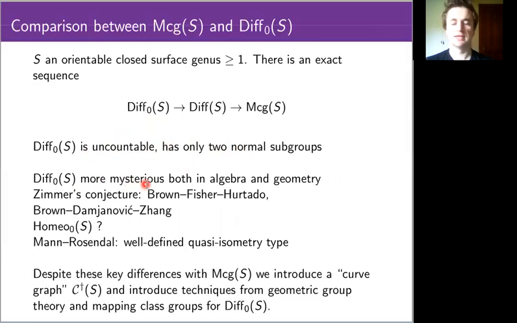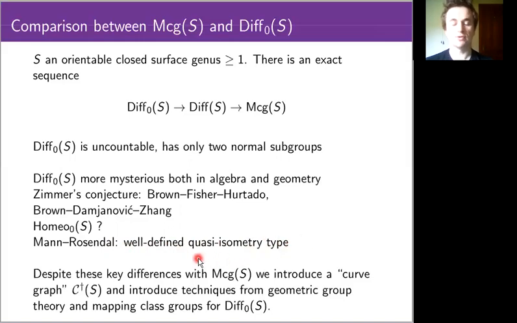So for example, it's been understood for some time now that in the mapping class group there are no higher rank lattices. This is known as the Farb-Kaimanovich-Masur theorem. On the other hand, for the diffeomorphism groups, this is known as Zimmer's conjecture. This seems to be wide open for the case of the homeomorphism group of S. So that's the algebra. It's much harder to understand. What about the geometry? Well, only recently, Kathryn Mann and Christian Rosendal showed that there's a well-defined quasi-isometry type for these groups. Not a great deal is known for their algebra and geometry.